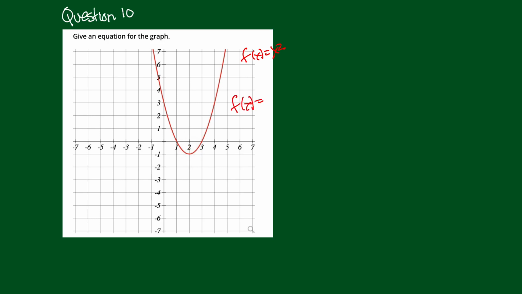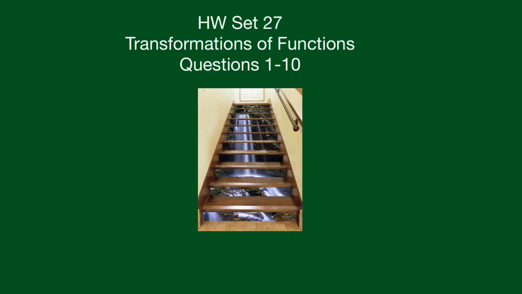So I'm going to write this equation now like this. f of x equals, okay, it's x and then 2 to the right. Now I'm going to the right, so it does horizontal, the opposite of what I think. So it's a minus 2, squared. And then it goes 1 down, 1 vertical unit downward, so minus 1. That's the equation that we're looking for. And that brings to a close all of our questions on homework set 27.